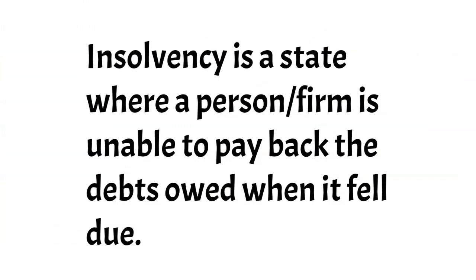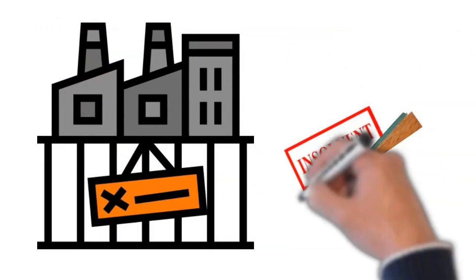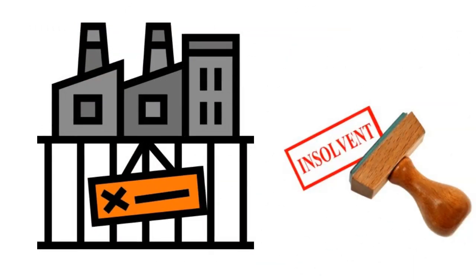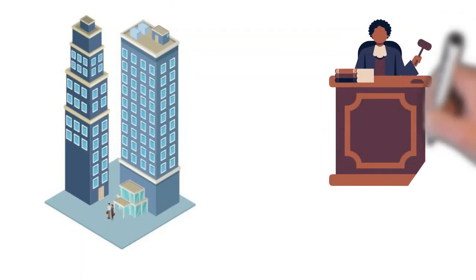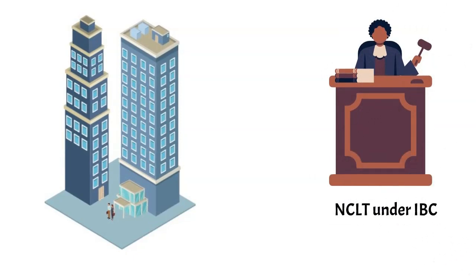Insolvency is a state where a person or firm is unable to pay back the debts owed when they fall due. In this case, A is the company which became insolvent. B tried its best, but when talks failed, it approached the appropriate court and sought their intervention to recover the amount.